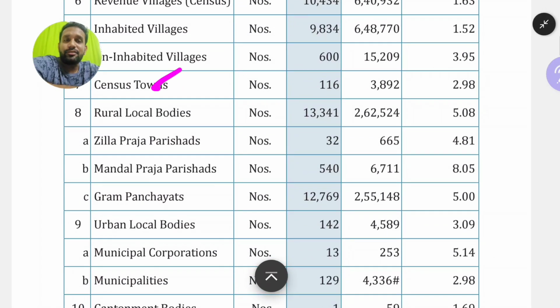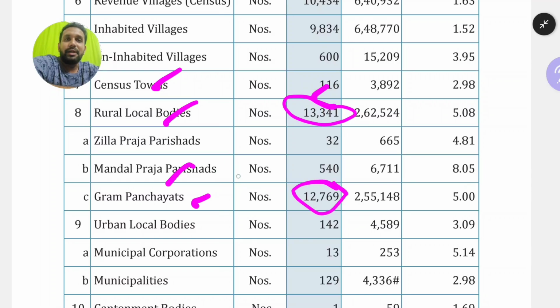Census towns according to the Census 2011 are 116. Rural local bodies are 13,341, as rural local bodies are in 3 layers of Panchayat Raj institutions. So Gram Panchayats are around 12,769. Mandal Praja Parishads are 540. Zilla Parishads are 32. We have 33 districts.